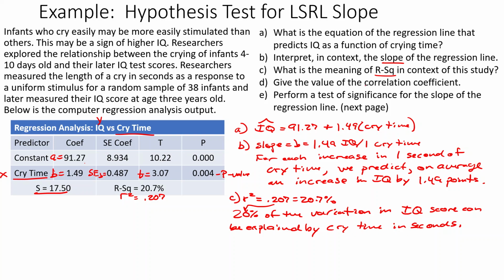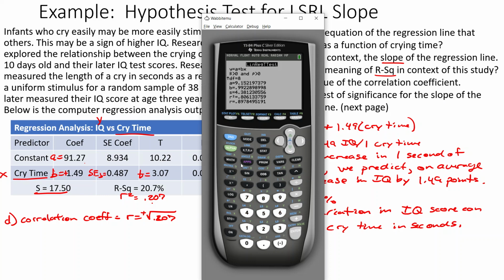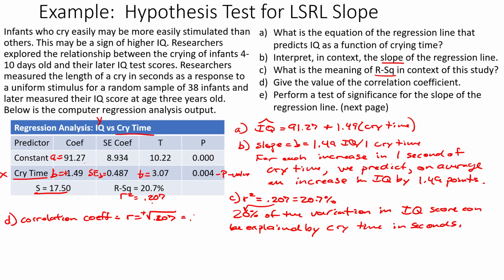Cool. D, give the value of the correlation coefficient. The correlation coefficient is R, and it's going to be the square root of R squared, 0.207. It is going to be positive since our slope was positive. So we just need to take the square root of 0.207. There we go, 0.45. So that's just the value of it there.